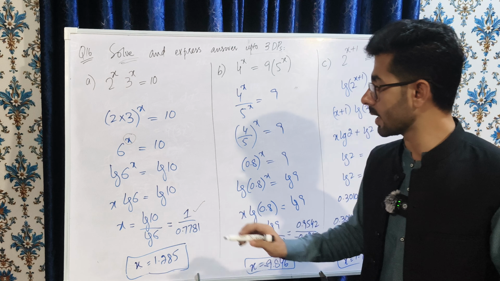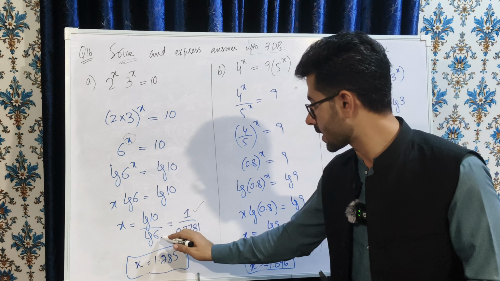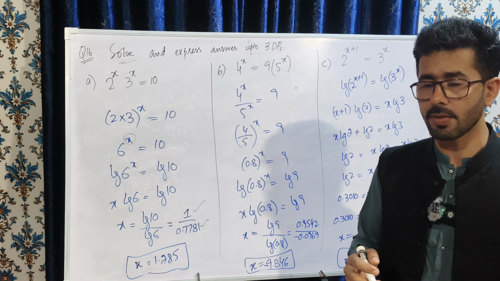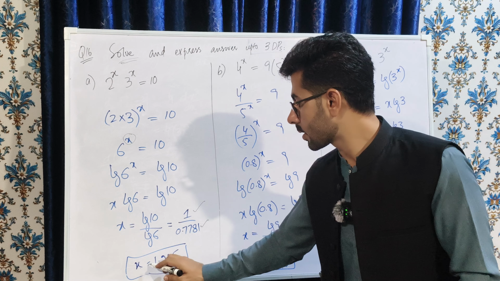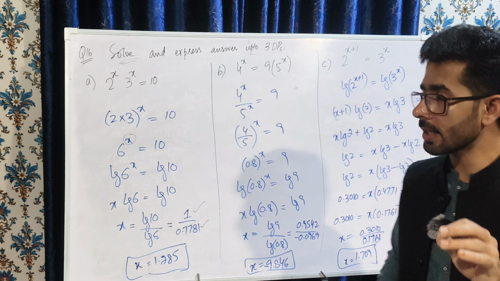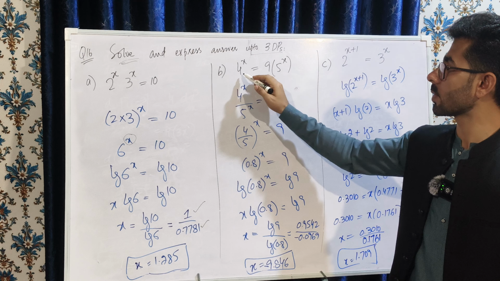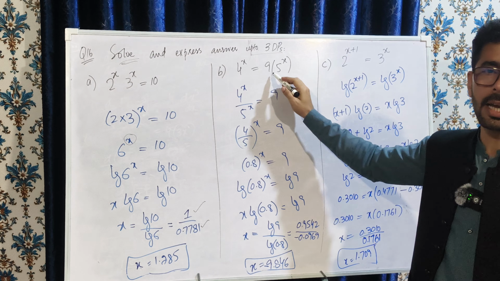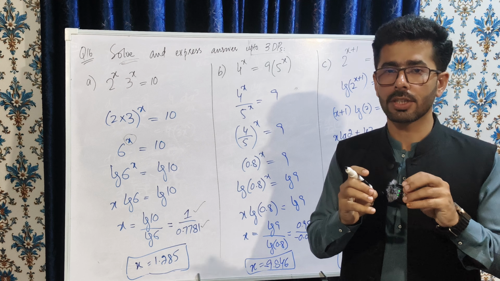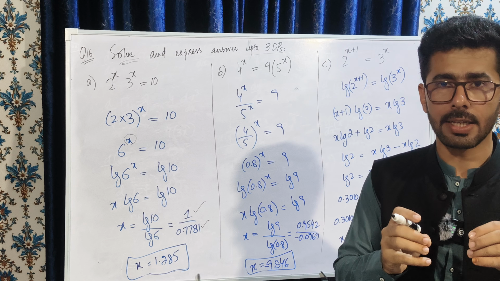The value of log 10 is 1. The value of log 6 is 0.7781. If I divide 1 with 0.7781, I get the value of x equal to 1.285. In a very similar way, we solve the next part, which is 4 power x equals to 9 times 5 power x. Again, there are two different terms which have a power of x.